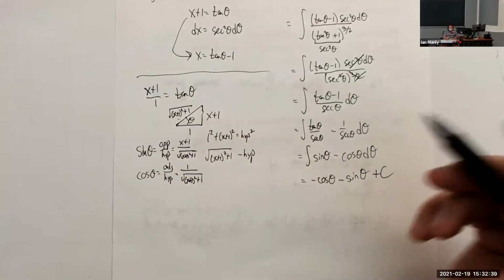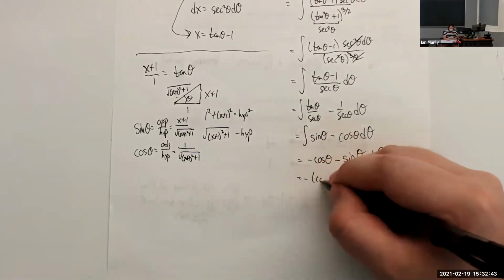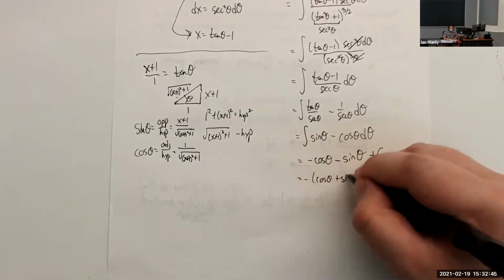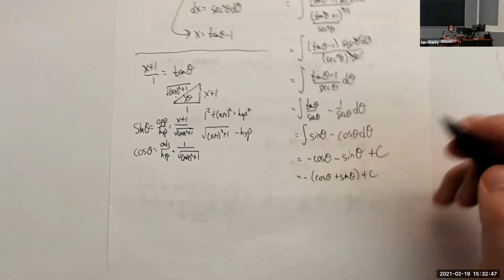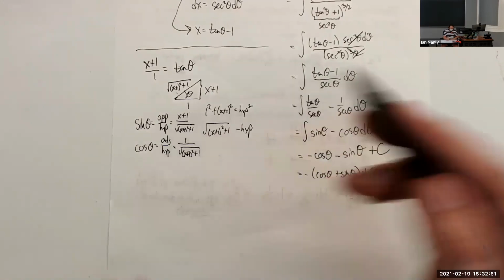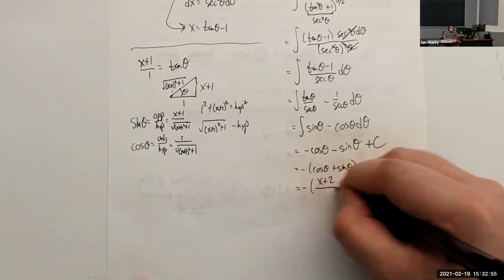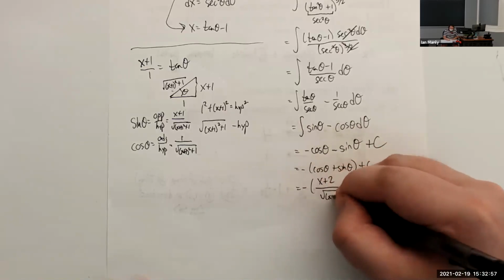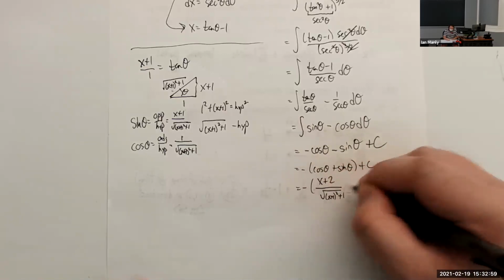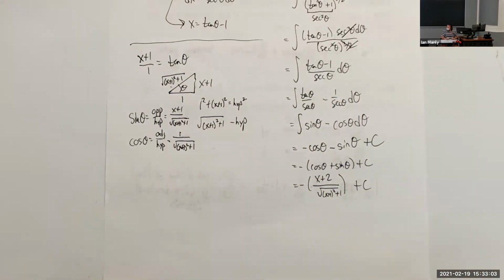All right. So now that we have all of those, what we can do is pull a negative out of these. And then sine plus cosine, since they actually have the same denominator, we can add their numerators together. We have negative x plus 2 over the square root. And there we go. There's our answer right there.